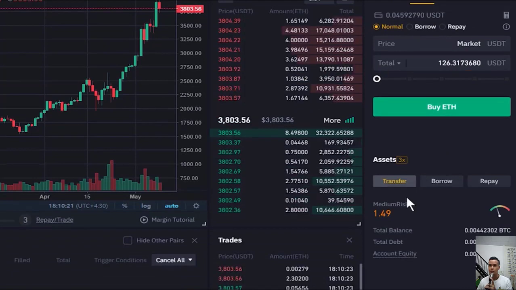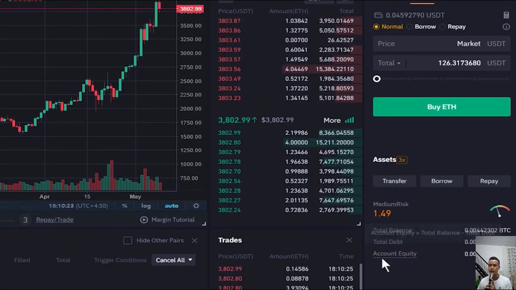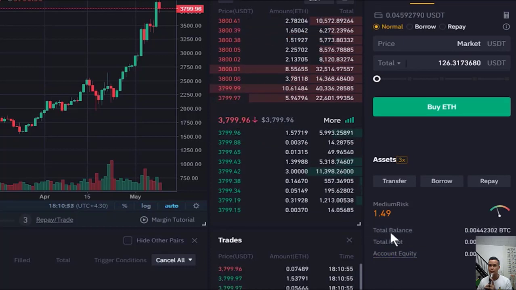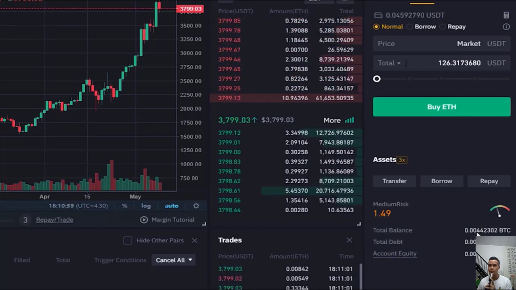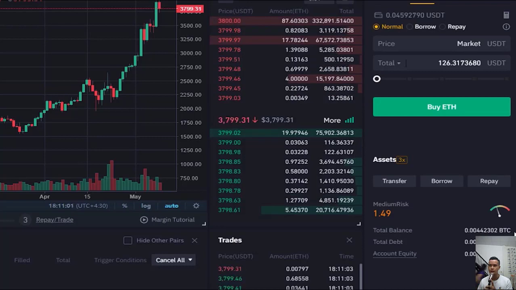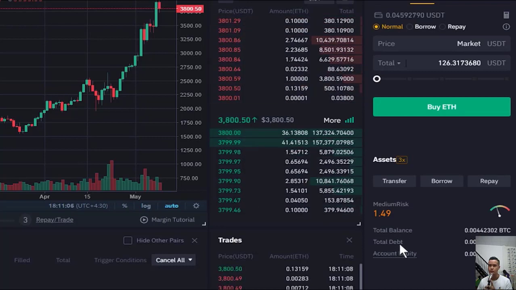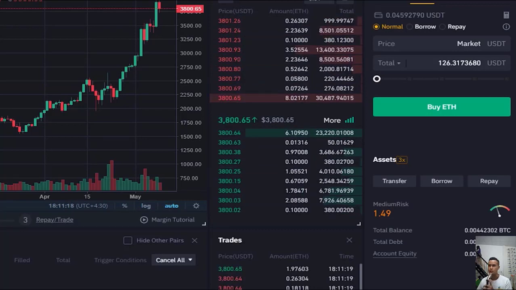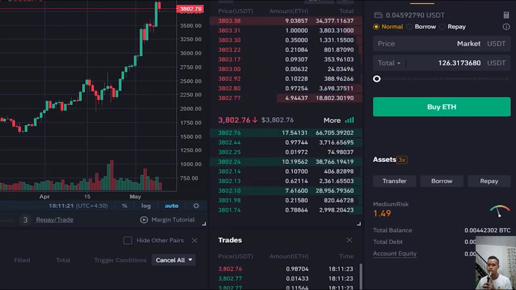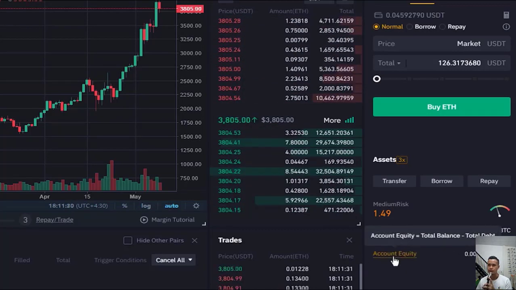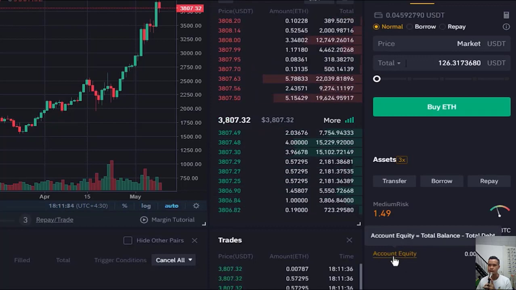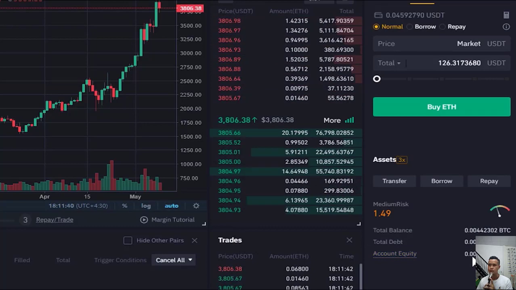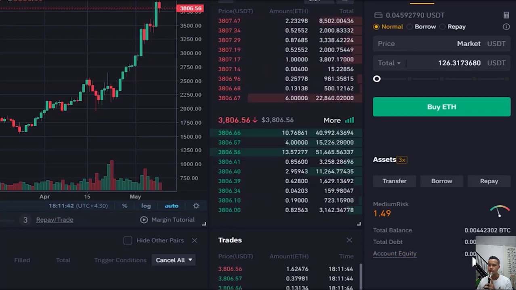Here in the bottom, we have balance, debt, and equity, which I'll explain now. This is our total balance, which is 0.0044 in terms of BTC. This is total debt, and it's 0.0029, which is the amount we borrowed plus the interest. And here, this is account equity, which is total balance minus total debt. This is actually what we get if we repay our debts right now.